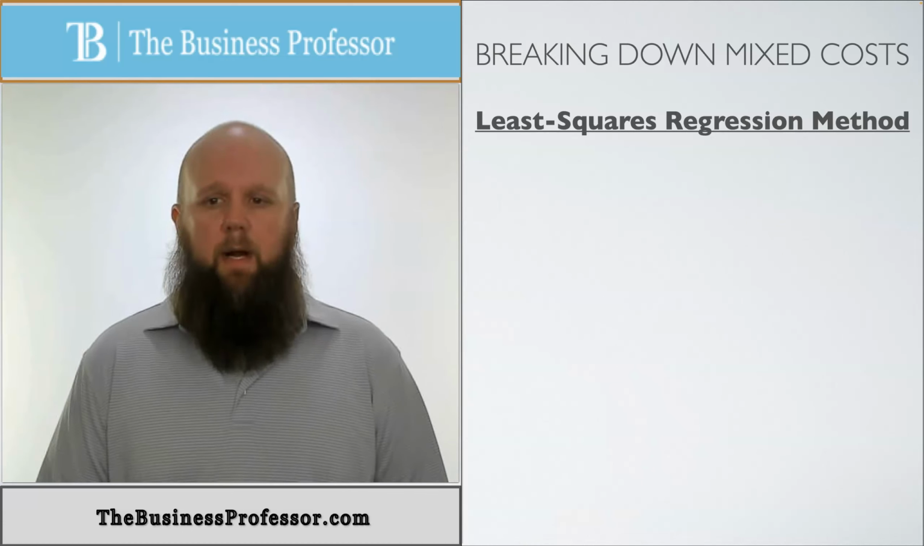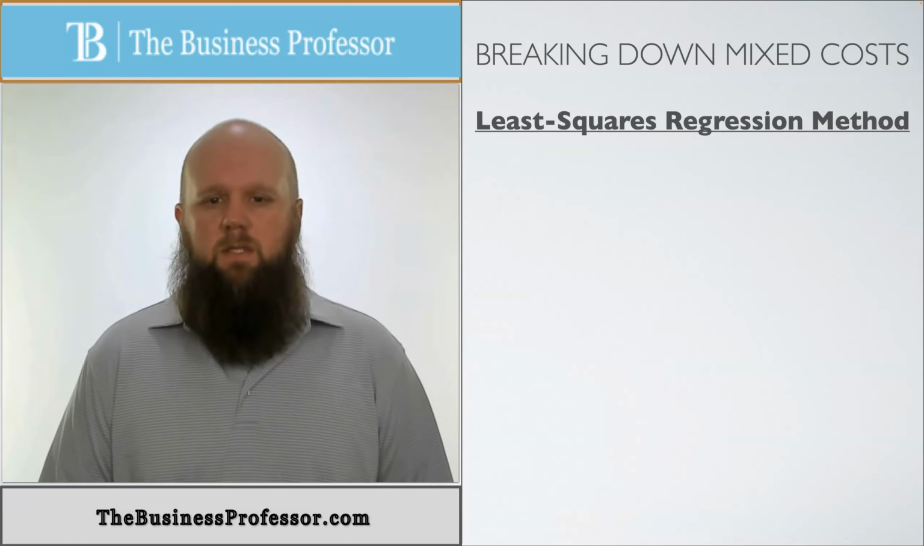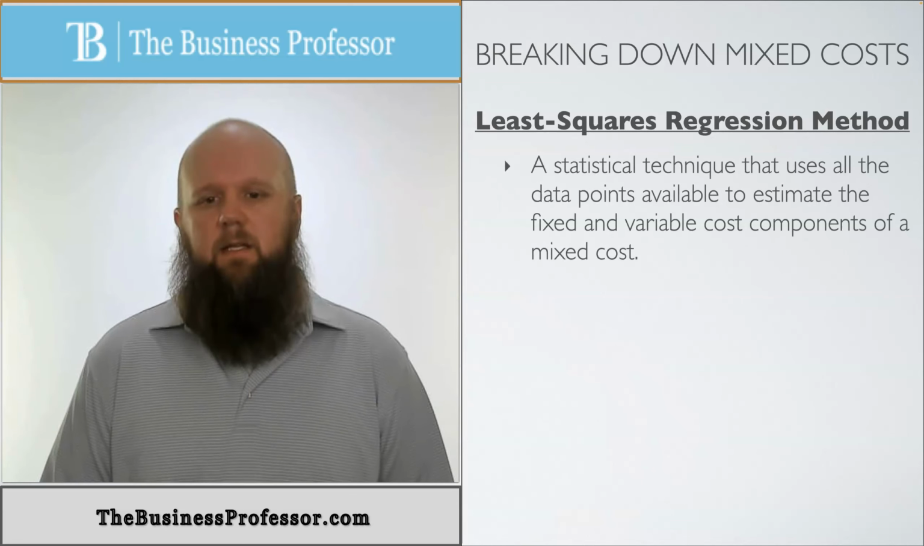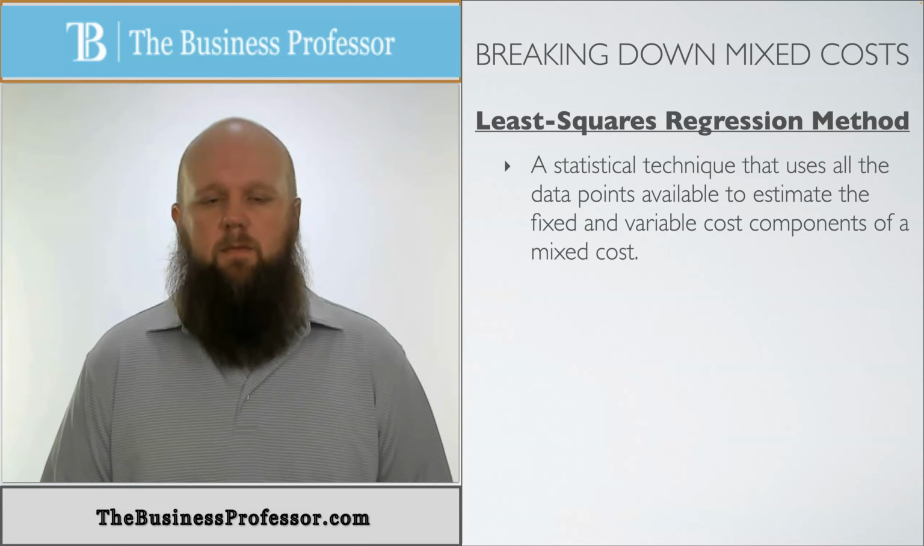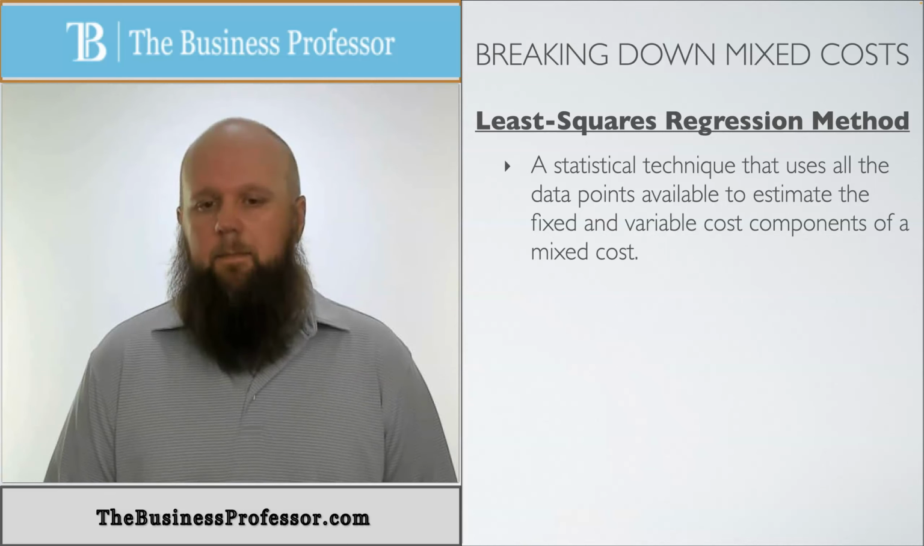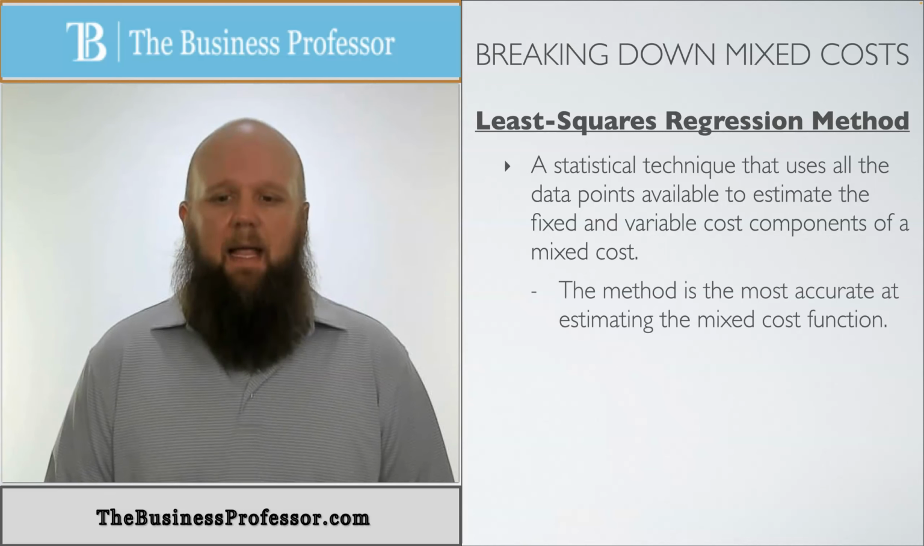Another method that we can use to break down fixed or mixed costs is what's called the least squares regression method. Now, this is a statistical technique that uses all data points available to estimate the fixed and the variable cost components of the mixed cost. Again, statistical, so this is kind of a higher level of math. But it's also the most accurate method in estimating the mixed cost functions.